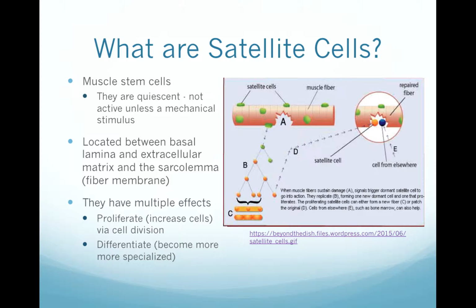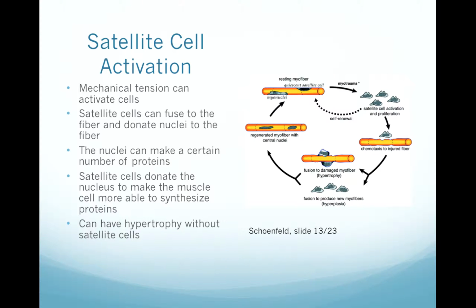Satellite cells have multiple effects on hypertrophy. They can either proliferate, increasing cells through cell division, or differentiate, becoming more specialized to what the muscles need. Satellite cell activation is when mechanical tension can activate the cells and they fuse to the fiber and donate their nuclei. These nuclei make a certain number of proteins, and then the satellite cells donate the nucleus to make the muscle cell more able to synthesize proteins.